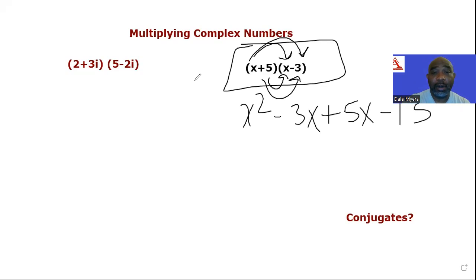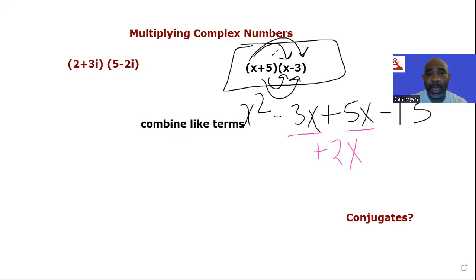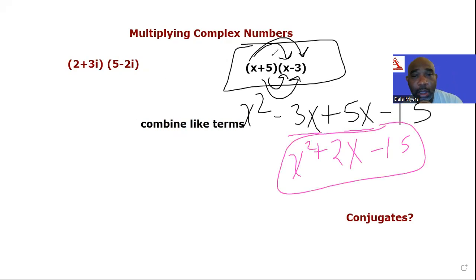Combine like terms. I'll type in a note here: now we're going to combine like terms and simplify. The only like terms that we have here are negative 3x and 5x. Negative 3 plus 5 is positive 2x. And then we just bring down minus 15 and x squared. That's our answer.